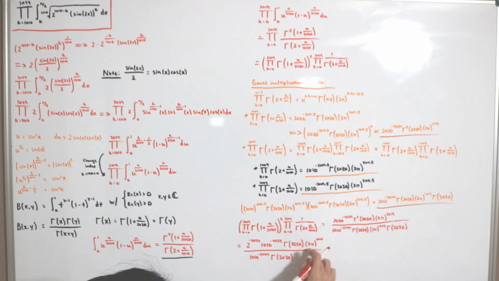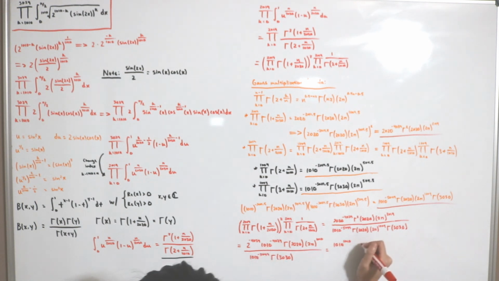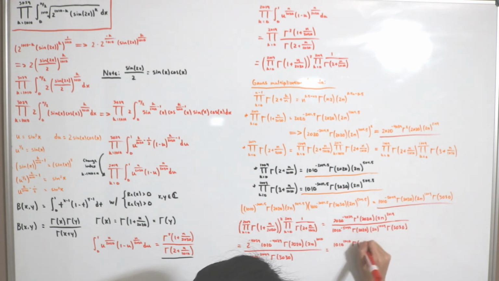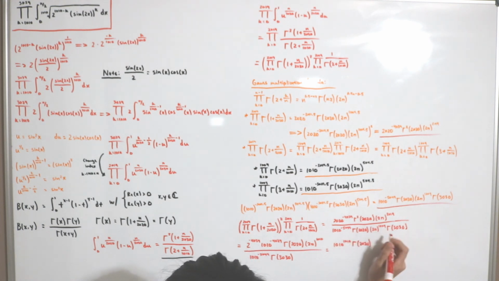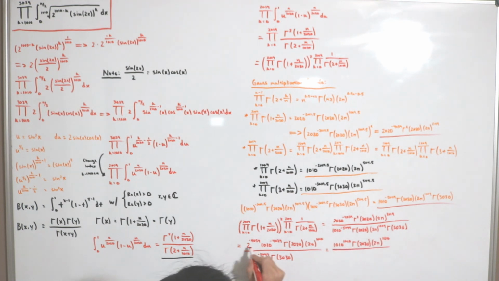Okay, and even further simplification. I distribute. There's a negative here, so that means in the numerator we get 1010 to the power 1010, and then multiply with our gamma 2020, and then multiply with our 2 pi to the 1010. And then since this is 2 to the negative 4039, I'll just move that to the bottom and then multiply with gamma 3030. But I can also simplify this even further since they both share the same base, and I can simplify the base 2 down here as well.